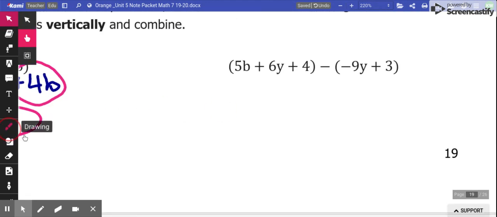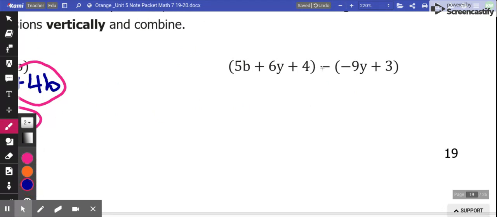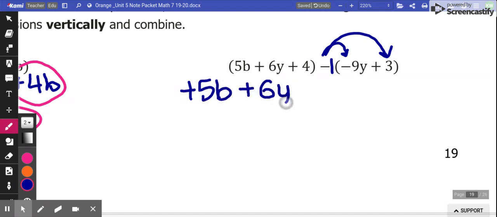So moving over here, I'm going to start writing the terms. But remember, when there's a subtraction sign, it's really, really important that you remember that you need to distribute that negative to the terms after it. So I have a positive 5b, a positive 6y, a positive 4. That's my first expression right here. Now I'm going to distribute the negative. A negative 1 times a negative 9y is a positive 9y. Because if I subtract negative 9y, I'm really adding it. But I also have to subtract the 3. A negative 1 times 3 is negative 3.